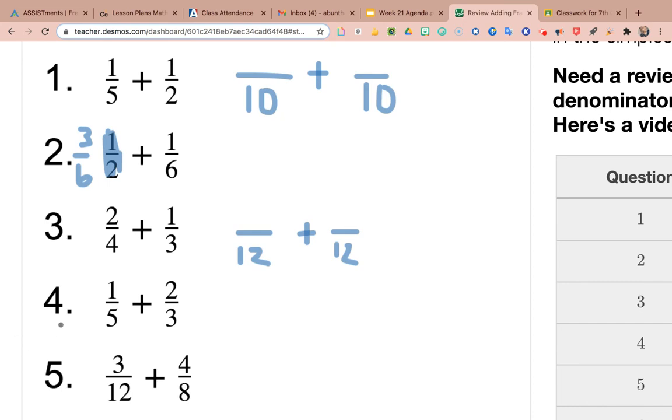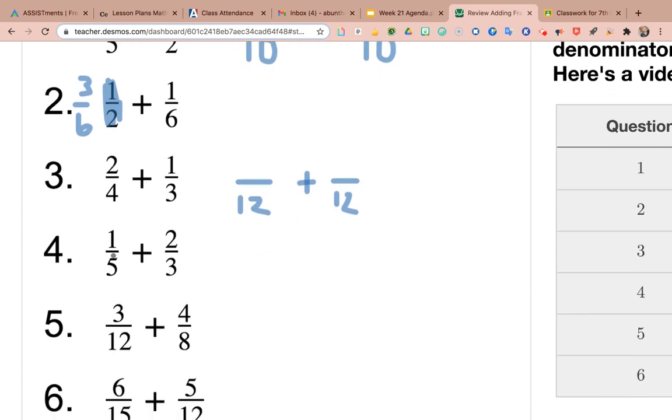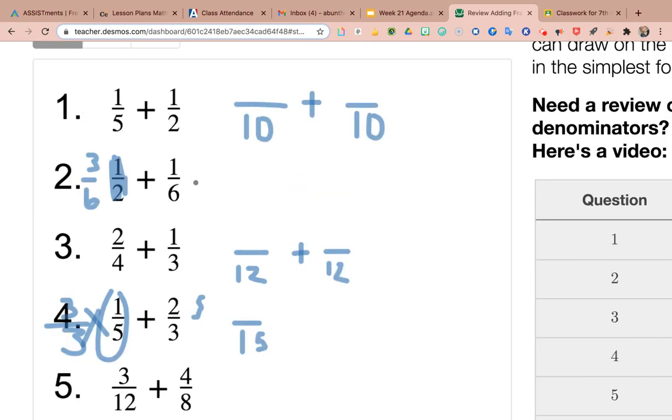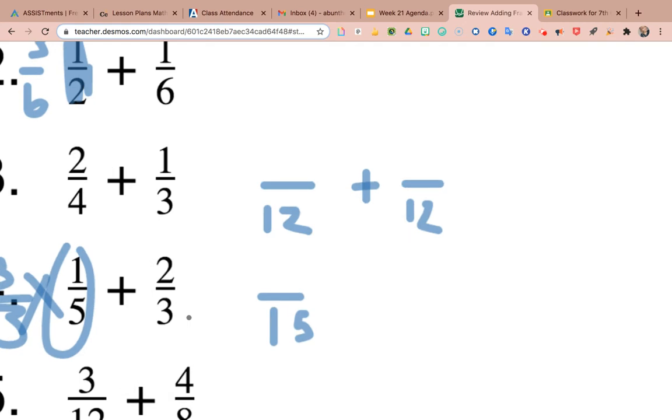For number 4, I can't turn 5 into 3 and I can't turn 3 into 5, but I could turn them both into 15, right? Because 5, multiply this fraction by 3 out of 3. And so I'd get it out of 15. And then you'd multiply this fraction by 5 out of 5. Oops, my little cursor is not working. So I'm going to multiply by 5 out of 5. There we go.